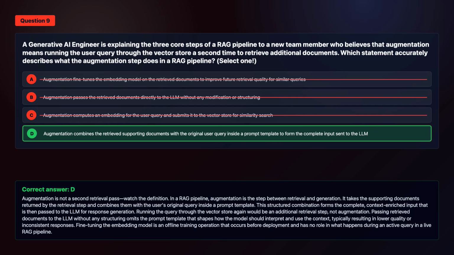Running the query through the vector store again would be an additional retrieval step, not augmentation. Passing retrieved documents to the LLM without any structuring omits the prompt template that shapes how the model should interpret and use the context, typically resulting in lower quality or inconsistent responses. Fine-tuning the embedding model is an offline training operation that occurs before deployment and has no role in what happens during an active query in a live RAG pipeline.